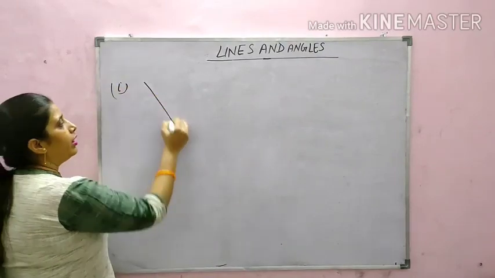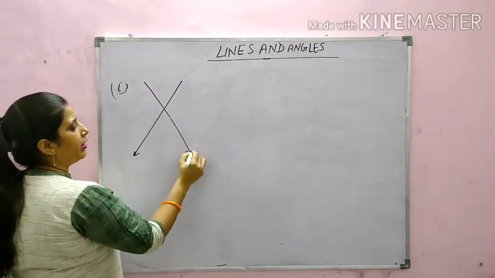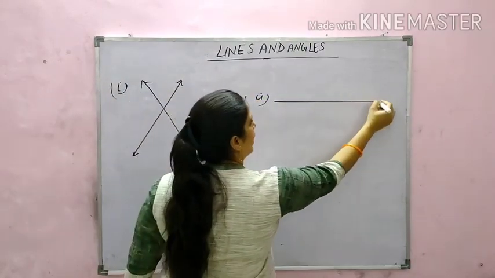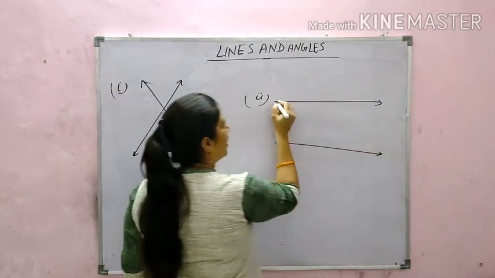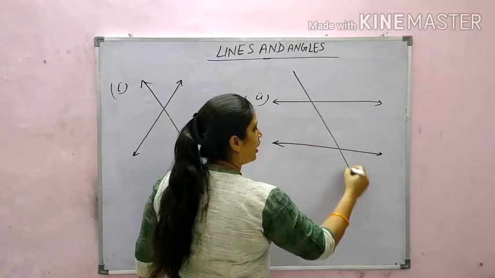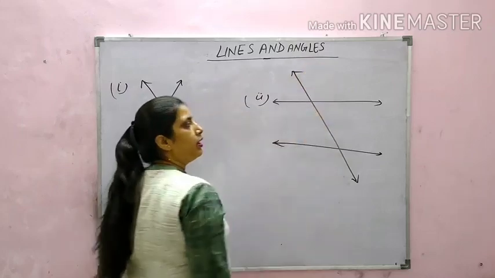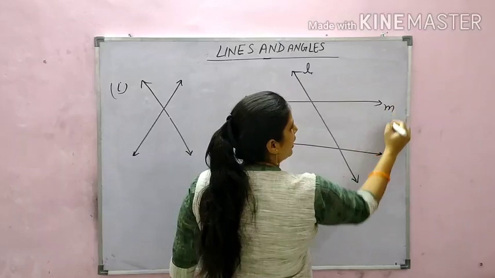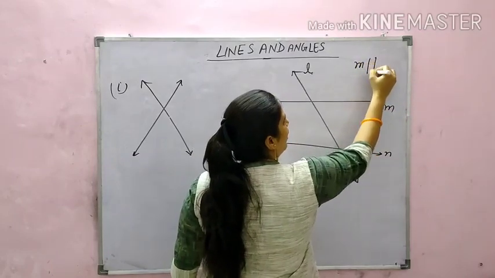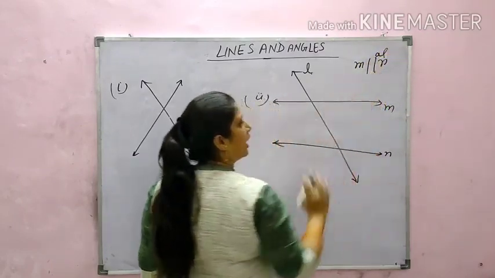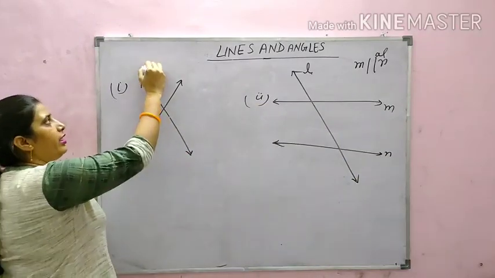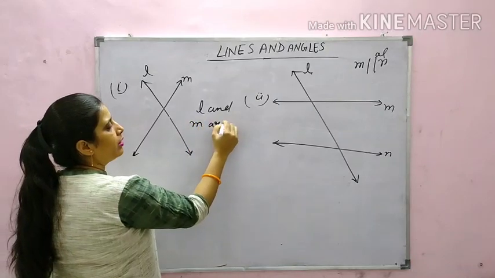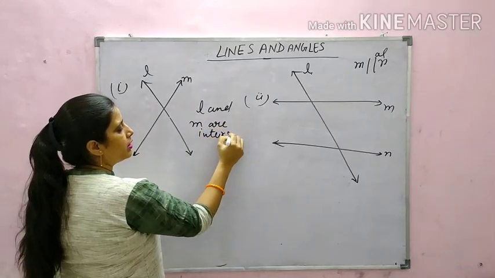First, intersecting line. And the second is parallel line. Two parallel lines between which is a transversal. Clear? Line L is the transversal line. M and N are parallel. This sign denotes parallel. Clear? And here L and M are intersecting lines. Clear?